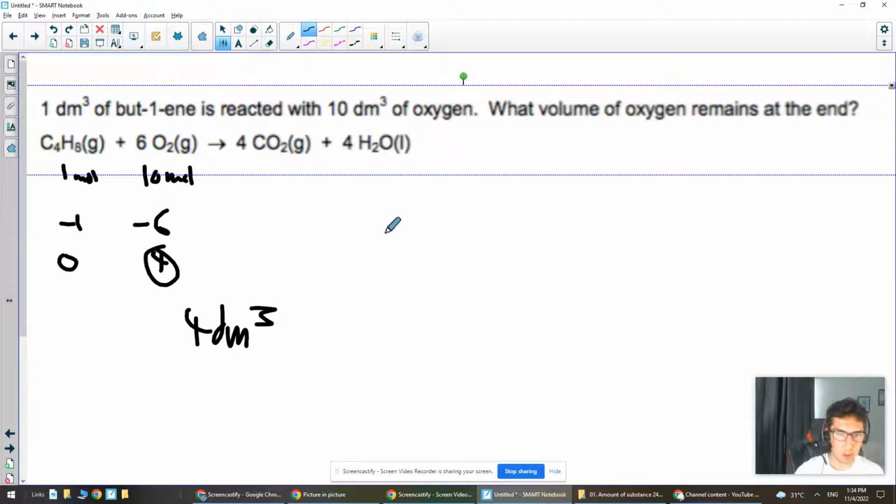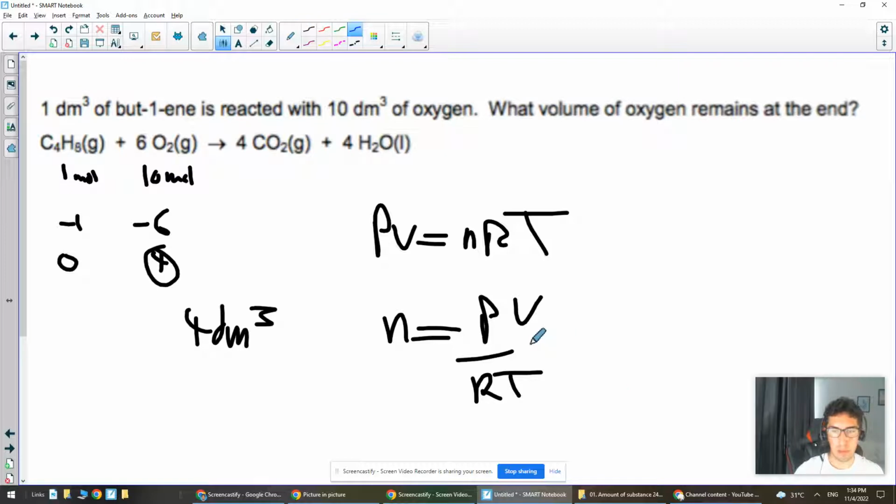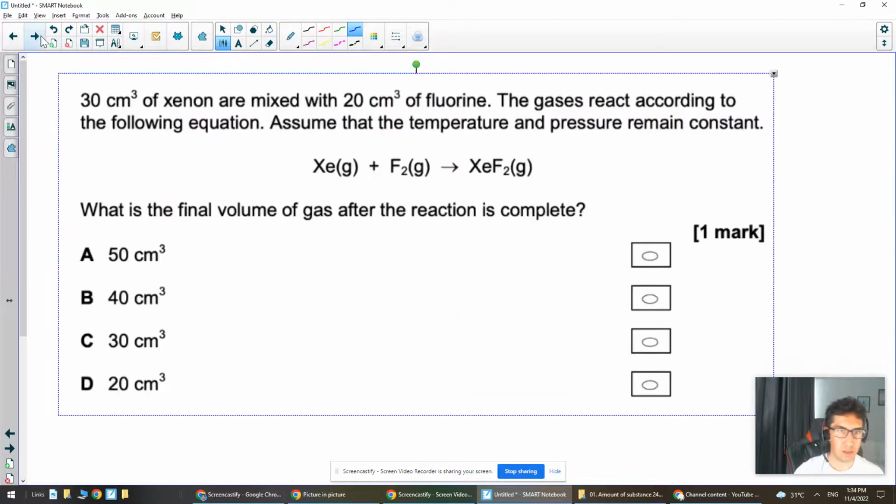Okay, why does it work like this? Because of PV equals nRT. So if we rearrange that for moles, moles equals PV over RT, and because the pressure is staying constant, R is staying constant, and T is staying constant, moles is directly proportional to volume. So let's go back to one of the questions.